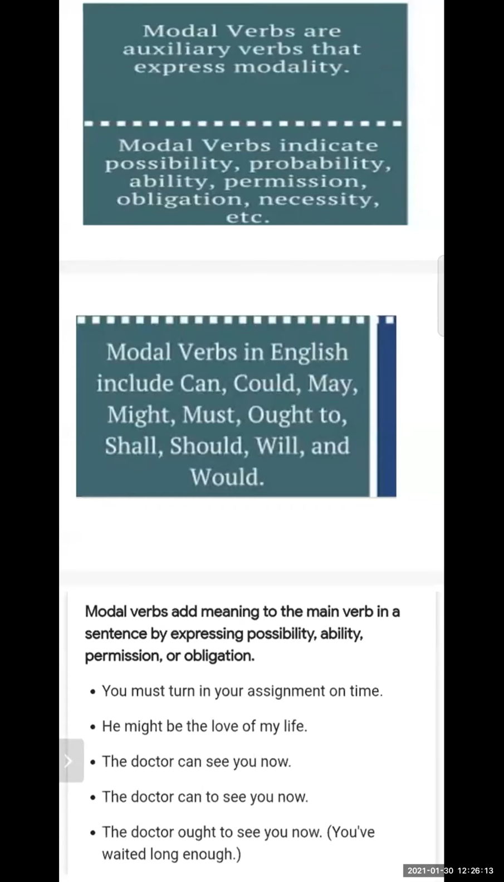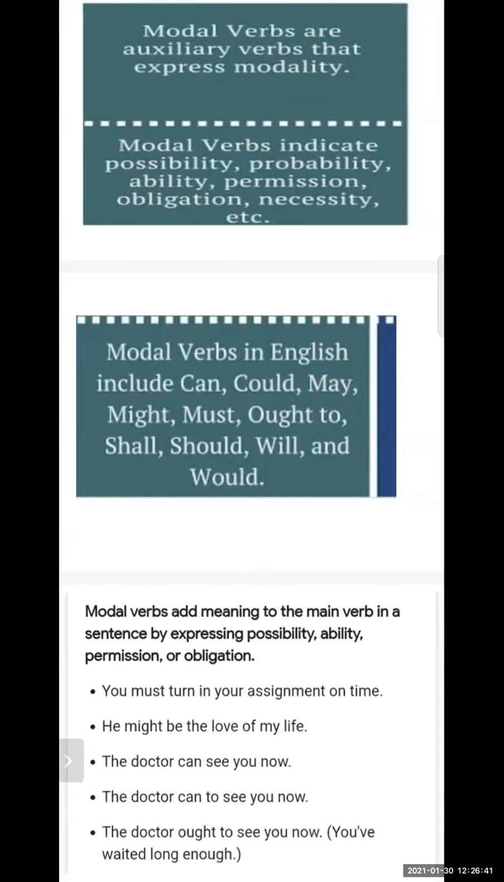I can write my letter. So here, what is your action, the main verb? It's write. And what is the modal verb? Can. What is the modal verb? Can. Okay. So with the help of these modal verbs and the main verb, you can make sentences. It shows possibility, ability, permission, or obligation.